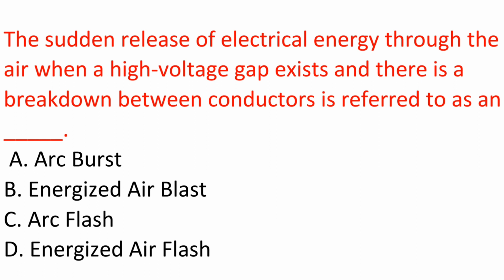Question: The sudden release of electrical energy through the air when a high voltage gap exists and there is a breakdown between conductors is referred to as an underscore. A. Arc burst. B. Energized air blast. C. Arc flash. D. Energized air flash. Answer: C. Arc flash.